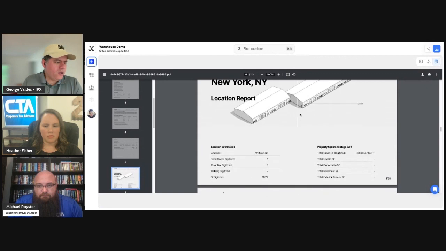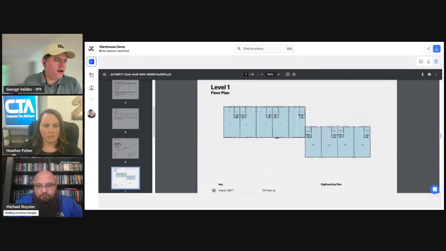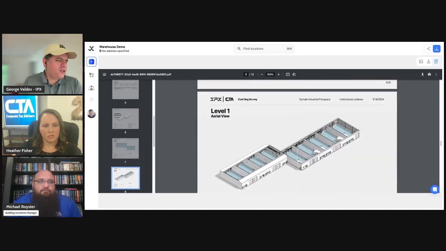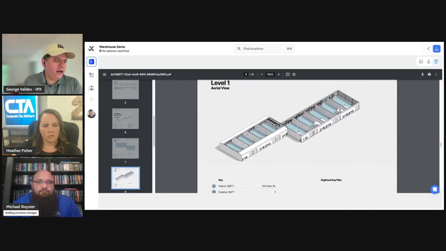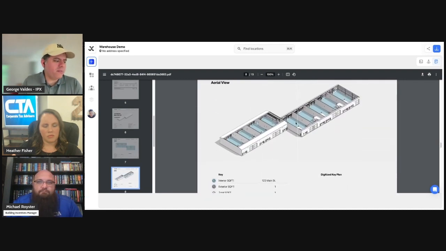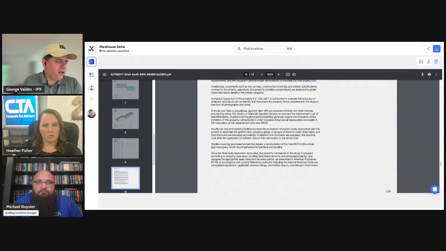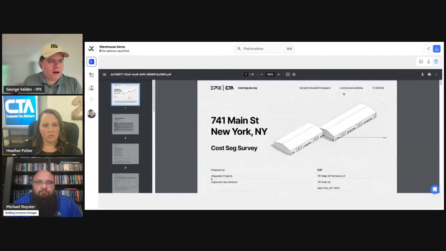And then you also get this location report, which is another document that you can take out and share with other folks that might need that information, whether it's brokers, etc. And so here you have your floor plans and even a 3D axonometric view to help with that. And also you get itemized inventory. And so what's powerful here is very easily you can download this, send it, and get cash back in your pocket.